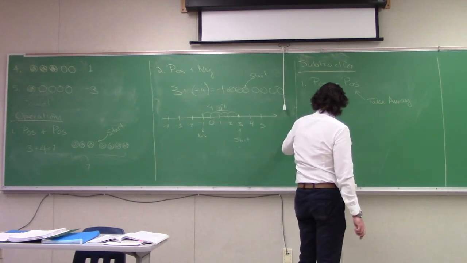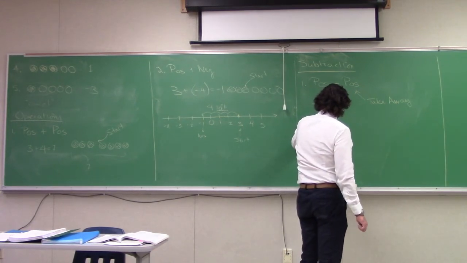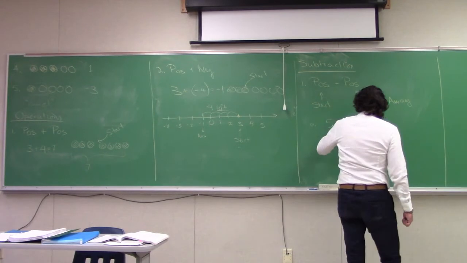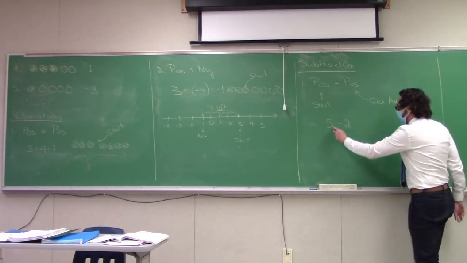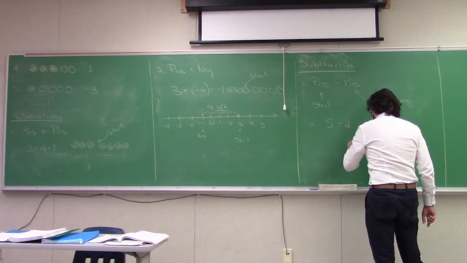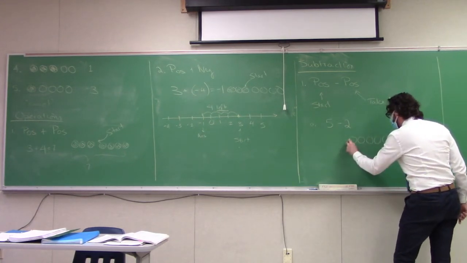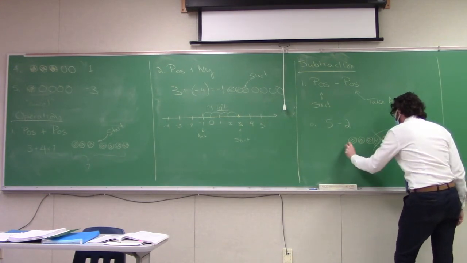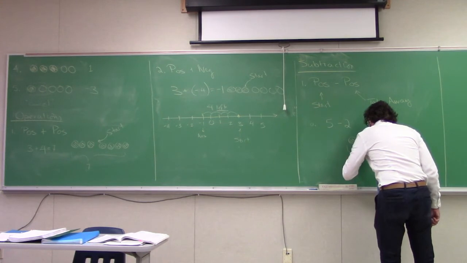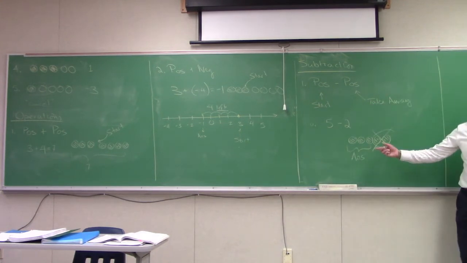But here's a fun thing. So give me some examples here, or let me give you some examples. Let's start with this. 5 take away 2. Okay, so positive, take away a positive. So very easy, 1, 2, 3, 4, 5. I'm starting with this. I take away that. There's my answer.